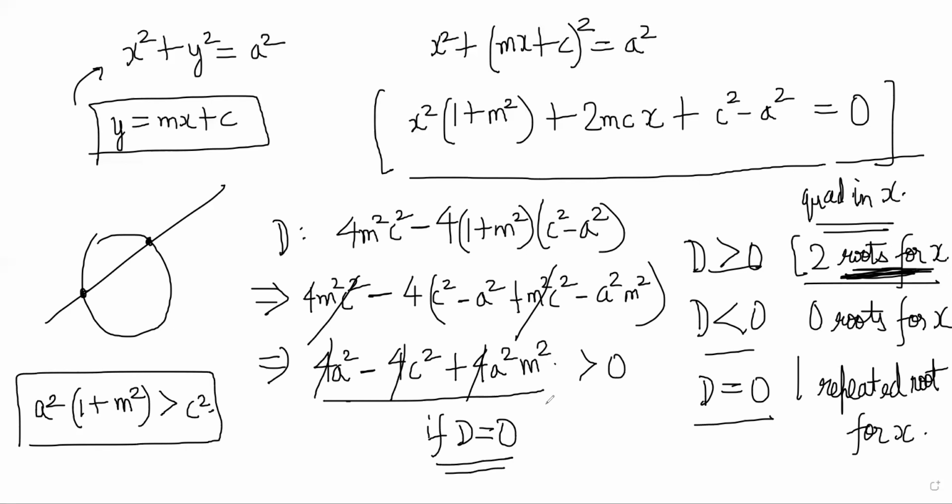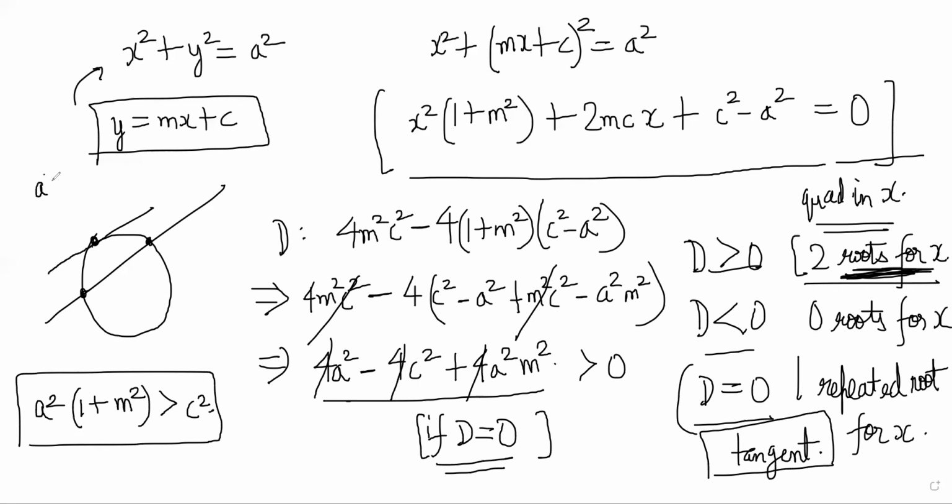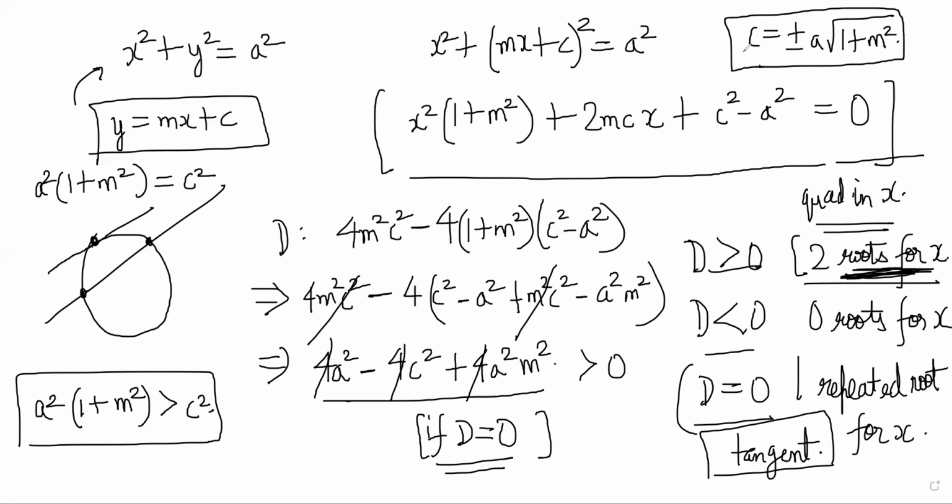If d is equal to 0, then we have the condition for tangent, right? Tangent would happen when d is equal to 0. That would mean there is only one root and it is a repeated root. So d equal to 0 will be when a square into 1 plus m square is equal to c square. So c should be plus minus a root over 1 plus m square, right? For it to be a tangent.